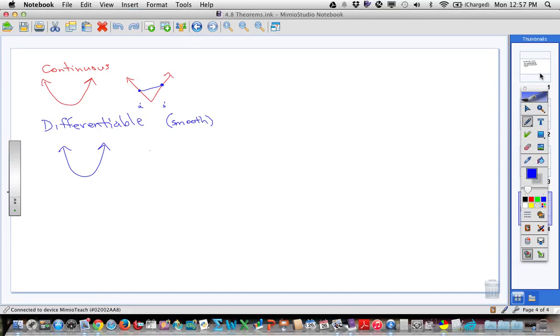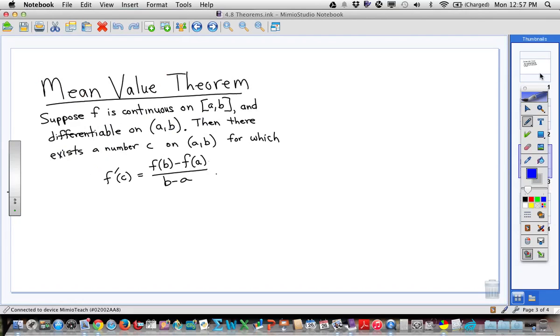The 2 red graphs are continuous. No breaks or jumps or gaps, holes. But differentiable means it's also got to be smooth, no sharp points. The derivative has to exist everywhere. But if you know a function's differentiable, you know automatically it's continuous. You don't have to say it. Okay? We have to say it when we state the theorem. So that's why I wanted to talk about that.